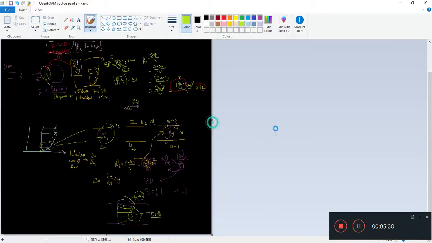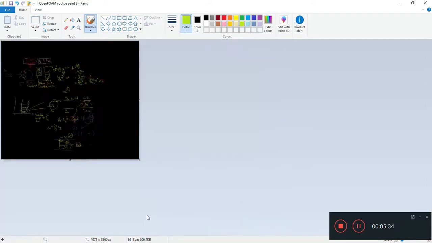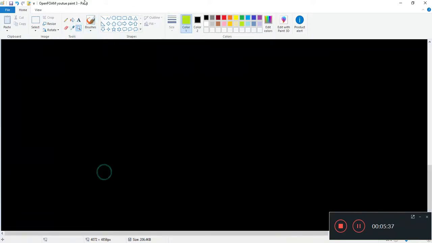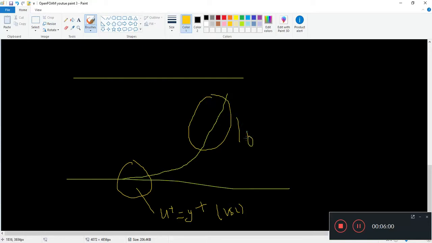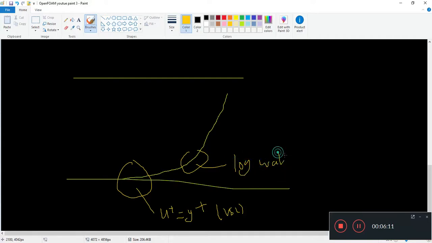So in the boundary layer, we have something like that. There'll be a U plus equals Y plus region. This is the viscous sublayer. Then there'll be a log law region. I'm just arbitrarily drawing things, so it's not the correct velocity profile, but this is roughly what it looks like. The log law region, and then there'll be a transition or buffer layer.